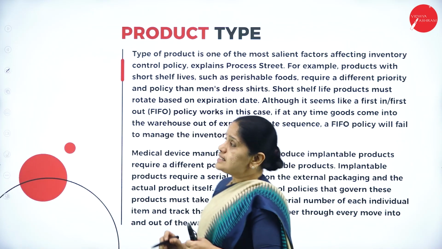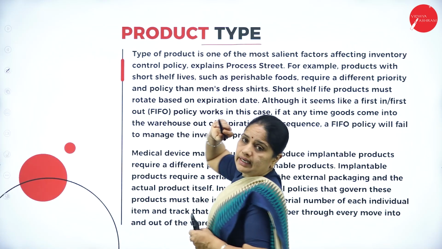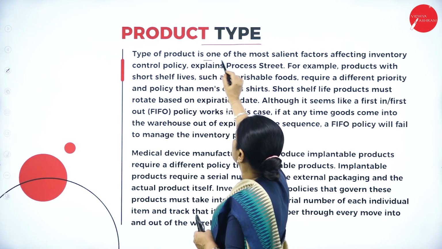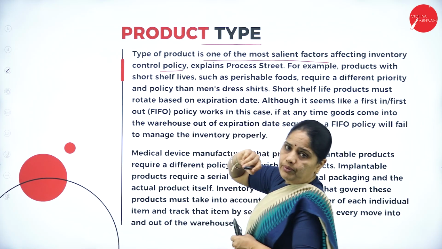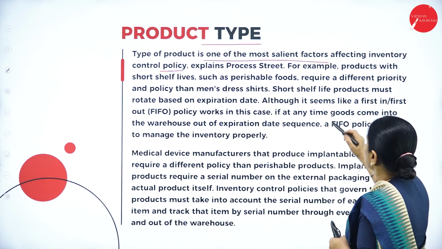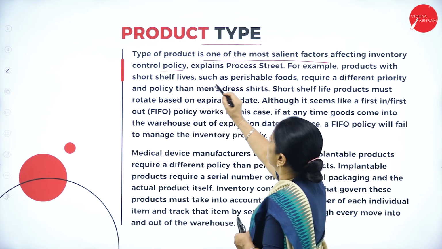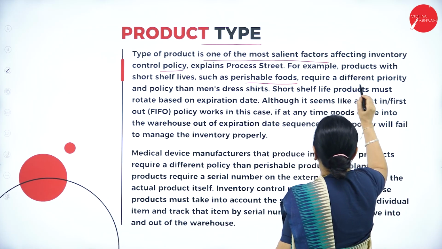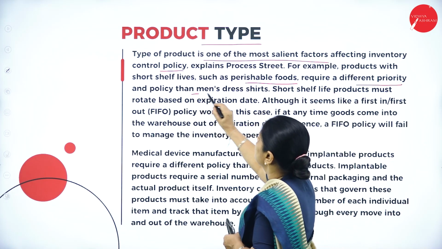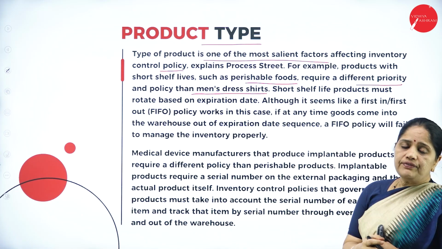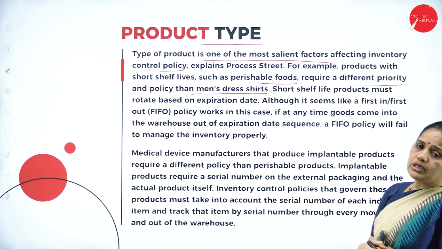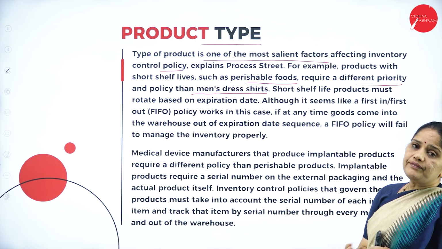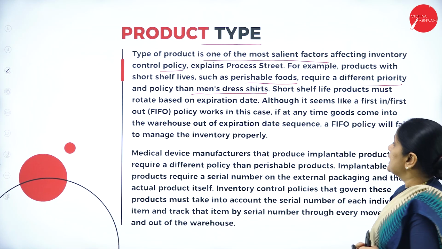Now let us understand what we mean by the product type. The type of product is one of the most salient factors affecting the inventory control policy. For example, products with short shelf life such as perishable fruits have a different priority than men's dress shirts. So, if the company is dealing with perishable food, then the inventory policy will be different than a company which is dealing with the textile industry.